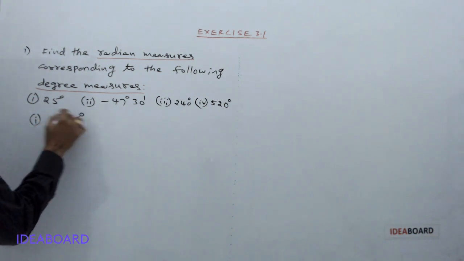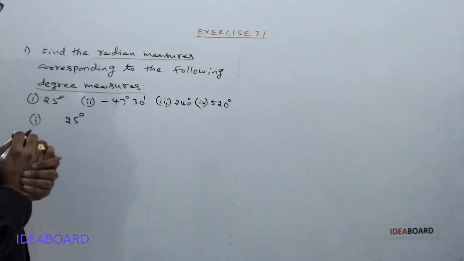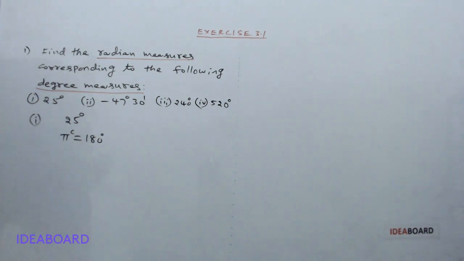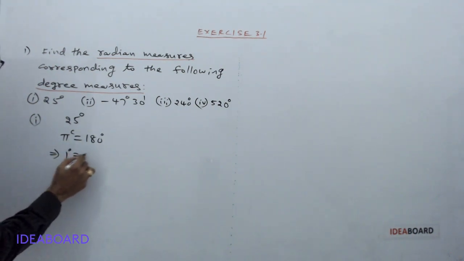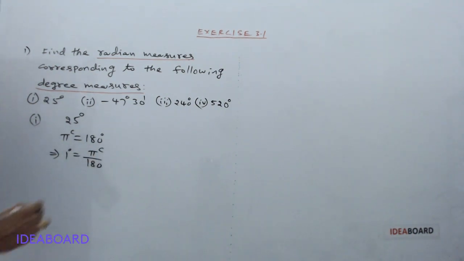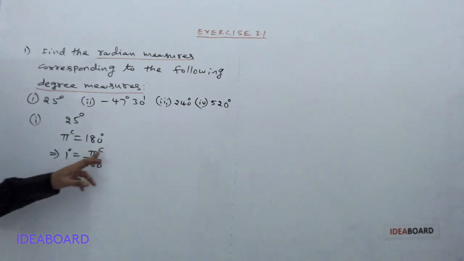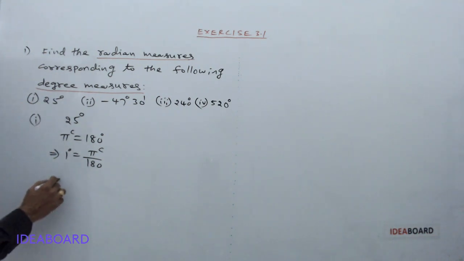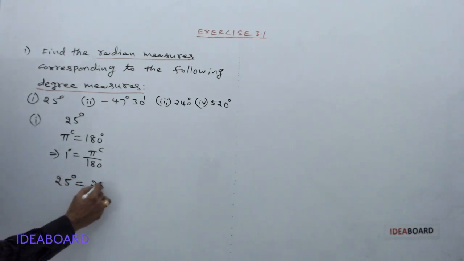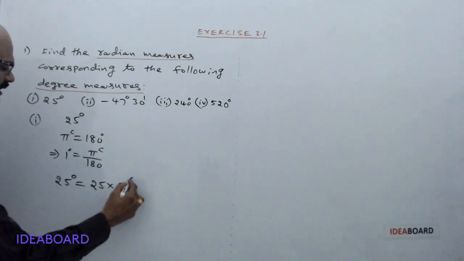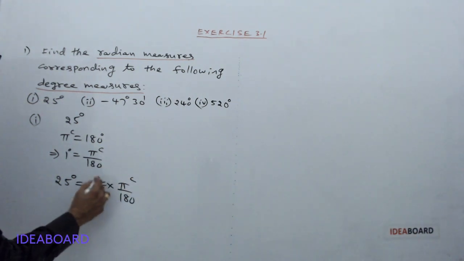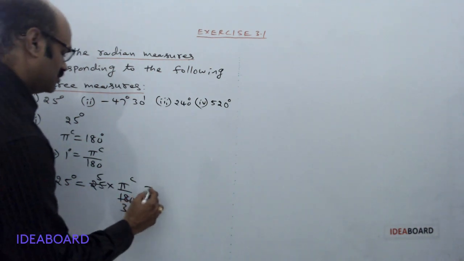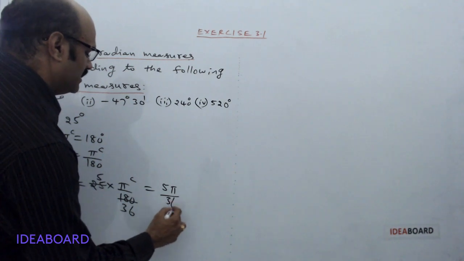It's given that 25 degrees. We know that pi radians equal to 180 degrees. It implies 1 degree equal to pi by 180 radians. So we have to take 25 degrees equal to 25 into pi by 180 radians. 5 5s, 5 3s. So equal to 5 pi by 36 radians.